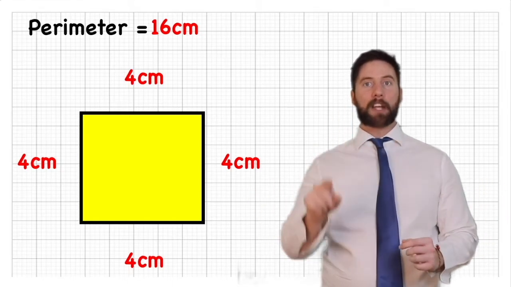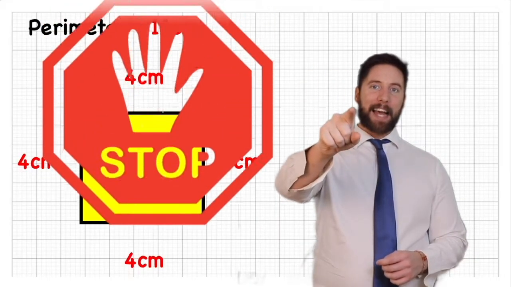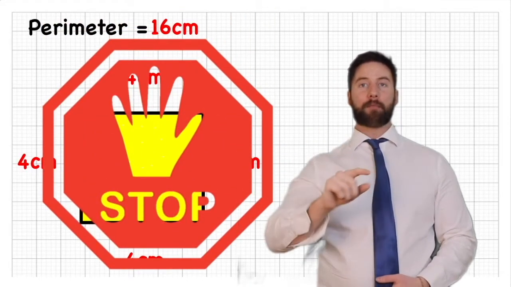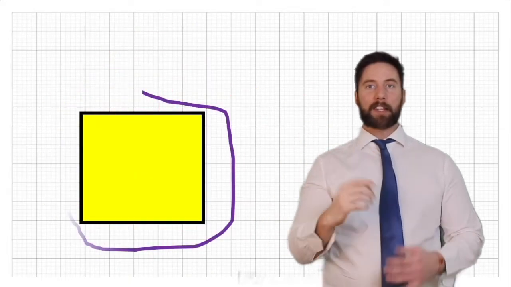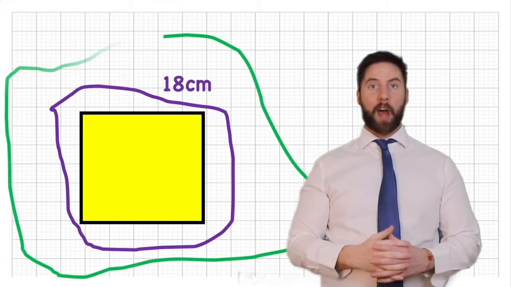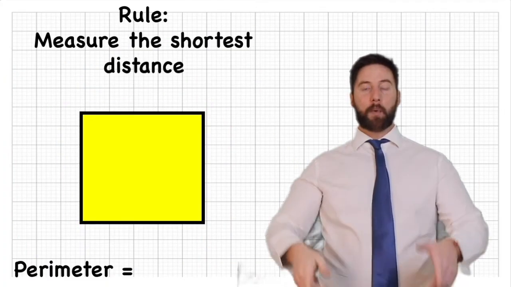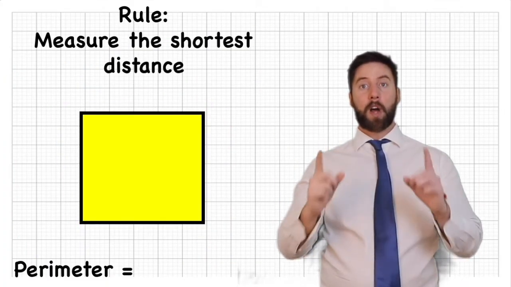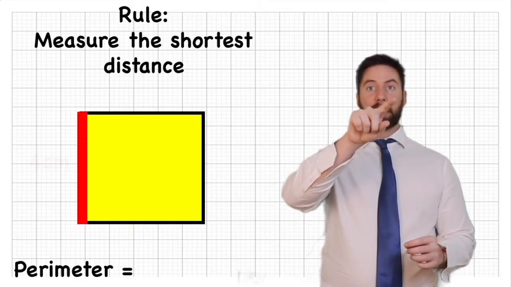All we've got to do is measure around the outside of the shape. But stop, what do I mean exactly by that? Because there are many ways of measuring around a shape. We could draw a line around the square, that's going to have one measurement, but I could draw a much bigger shape all the way around our square, and that's going to have a different measurement. So we need a rule, and the rule is that we measure the shortest possible measurement. And in all cases, that is going to be measuring the lines themselves.